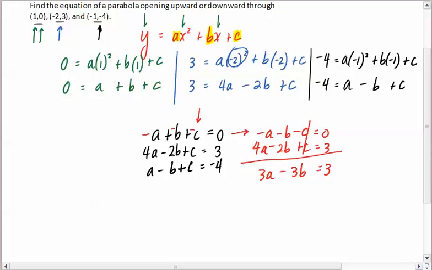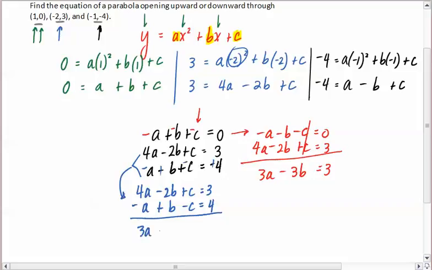Now I'm going to take 2 others, and you see what we're doing. I'm going to take these 2. I'm going to multiply this bottom one through by a negative. So I get 4a minus 2b plus c is 3, and then negative a plus b minus c is positive 4. Let's take a look at that. So this is what I've done right here. I'm going to have 3a minus b, that c goes away, is equal to 7. Now I'm going to bring the blue one over to the red one, stack them on top of each other, and let's see what we have.